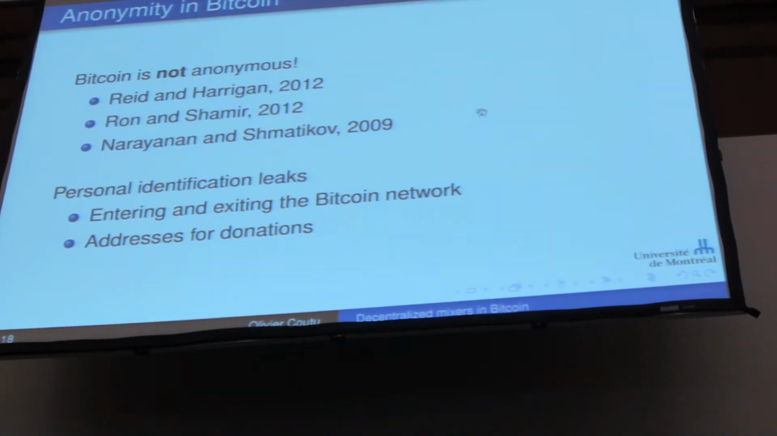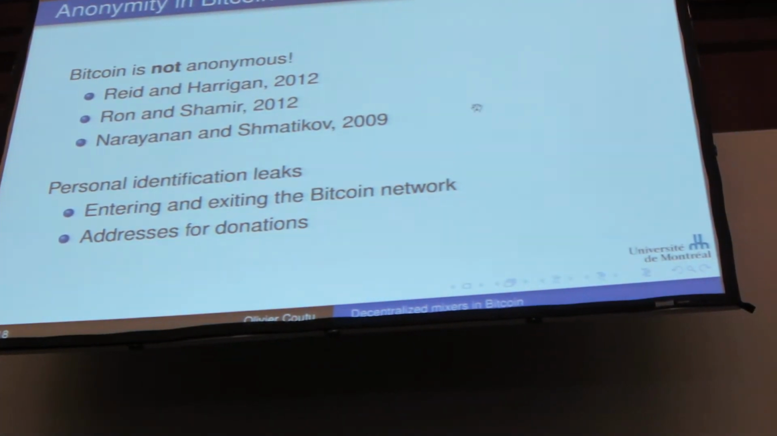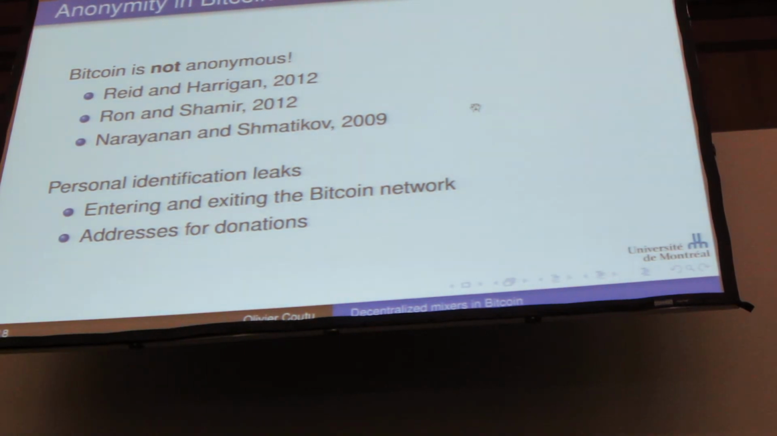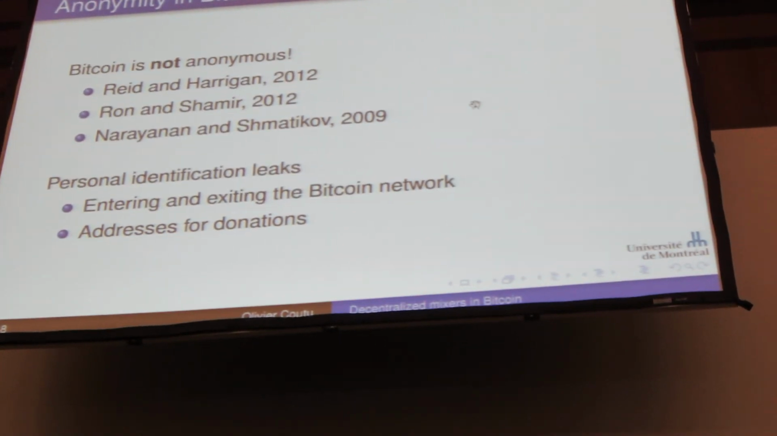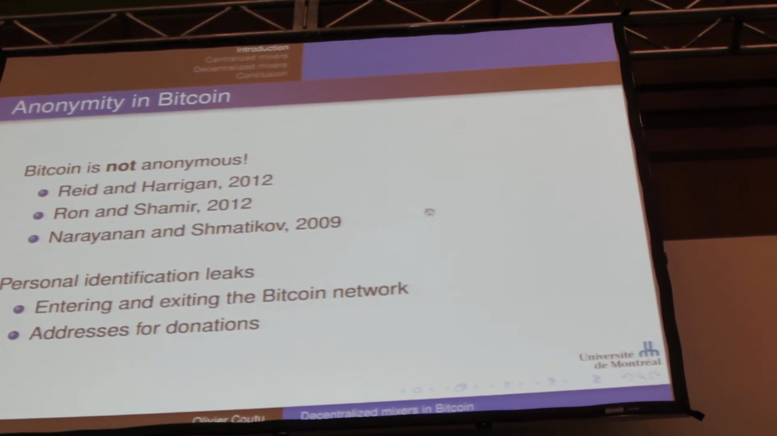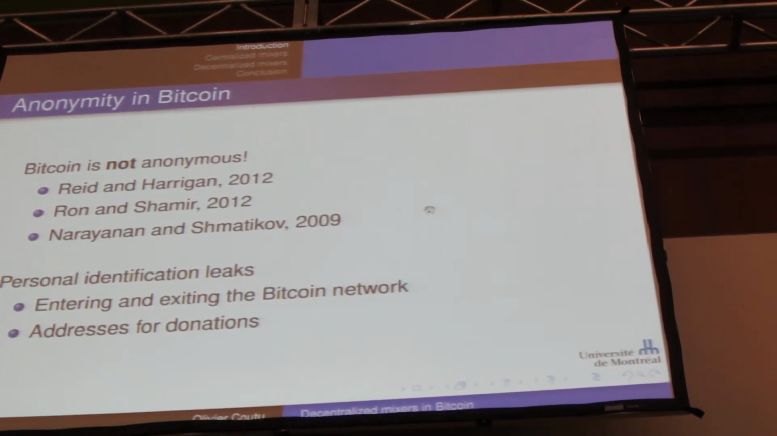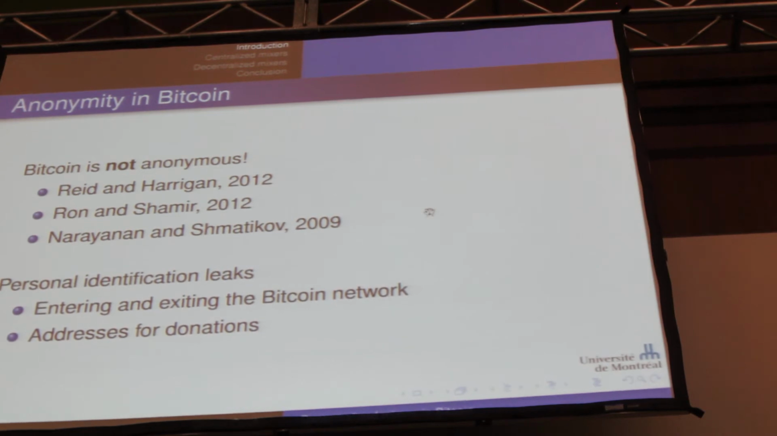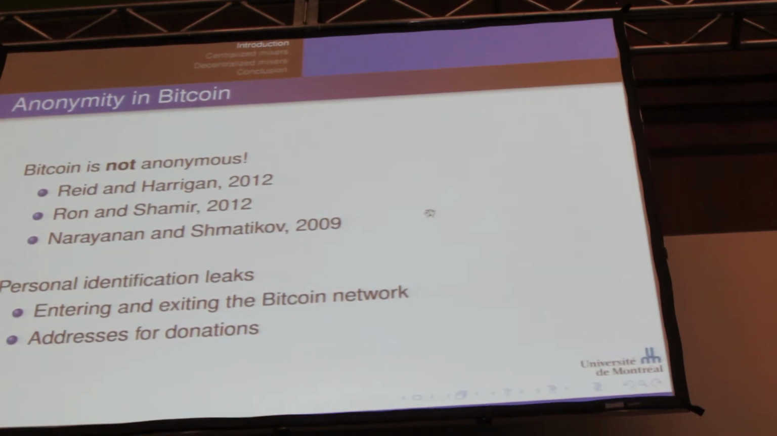But there are a few papers that really do point towards the idea that for most users, the Bitcoin protocol is not anonymous at all. There are just so many ways that personal identification can leak whenever you're entering or exiting the Bitcoin network. Say you buy your first coins, assuming you don't mine them. You go to your exchange, and now your exchange knows the correspondence between the address you have and some information about you.